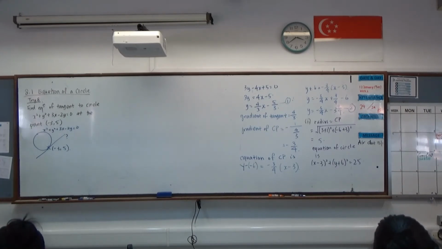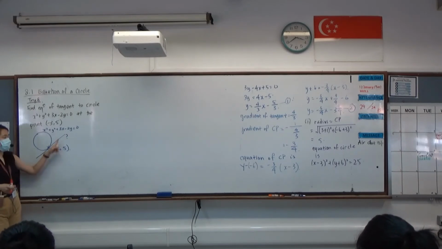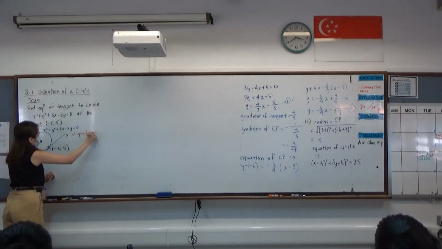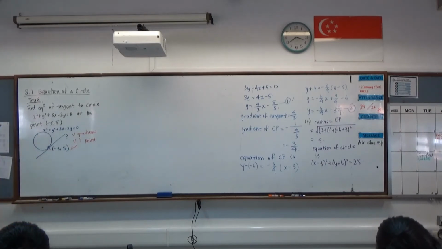We need to find the c, or we just need 1 point, right? So for the equation, we will need the gradient and we need 1 point. Do we have the 1 point? We got it already. So the issue now is the gradient. How to get the gradient? There's no other point, so we cannot use the formula.